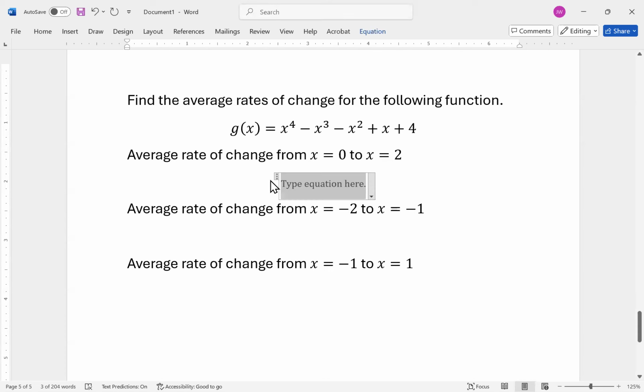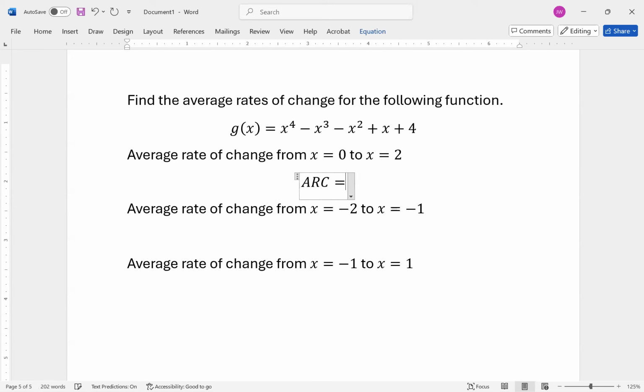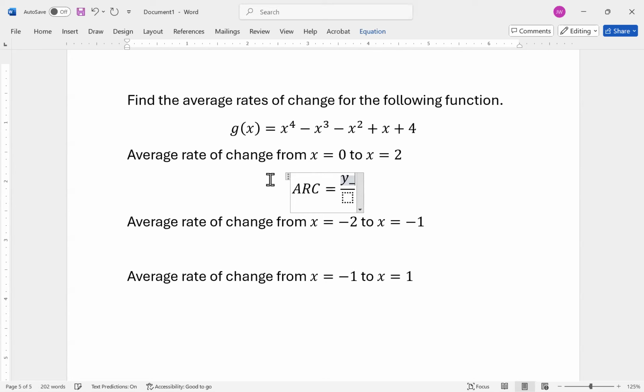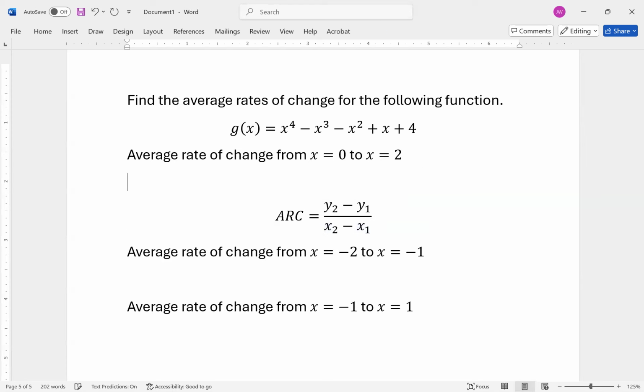Oftentimes, we will use the shorthand for average rate of change as just ARC. In order to compute this, we obviously need to know the y value of point 2, the y value of point 1, the x value of point 2, and the x value of point 1. In these cases, I'm just given x values. So I need to find the corresponding y value.